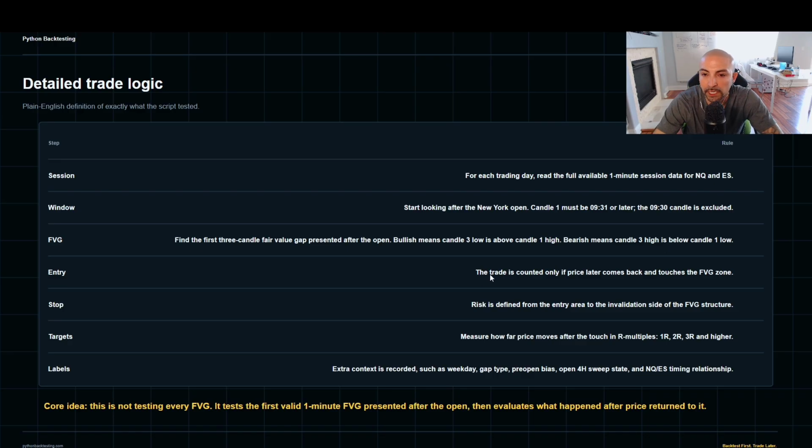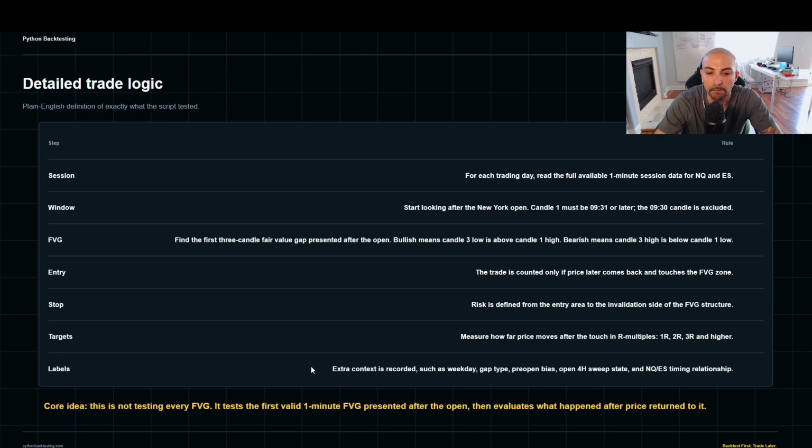A trade is counted as an entry only if price later comes back in and touches the fair value gap zone. Stop loss is risk defined from the entry area to the invalidation side of the fair value gap structure, which I'll show you here in a minute. And then we measure how far the price moves in R multiples, so 1R to 3R and even higher.